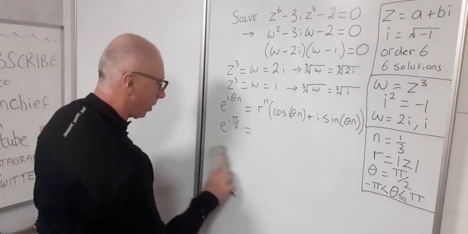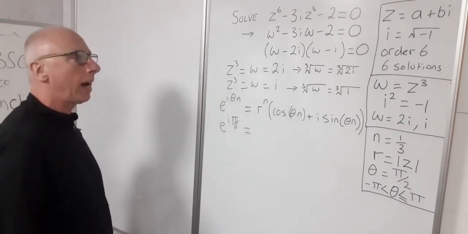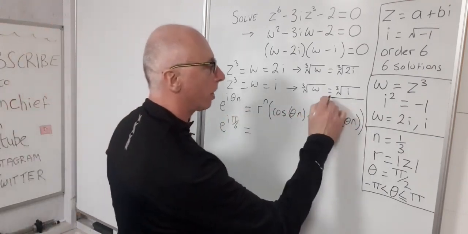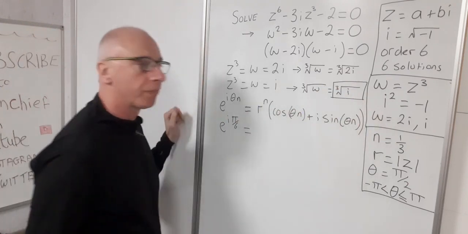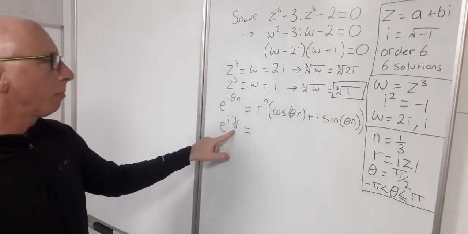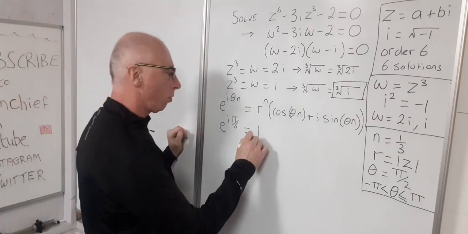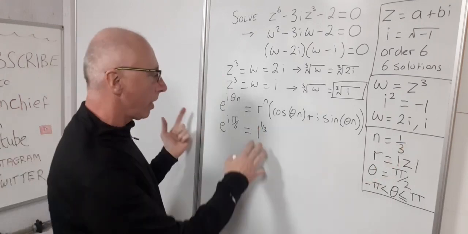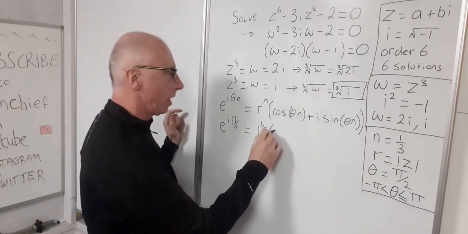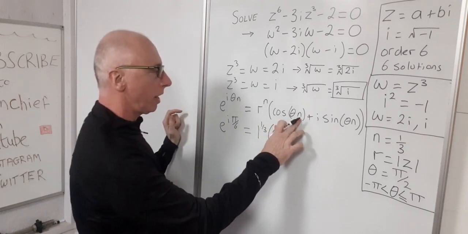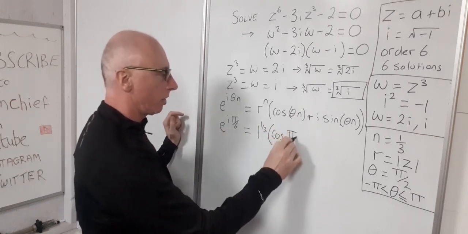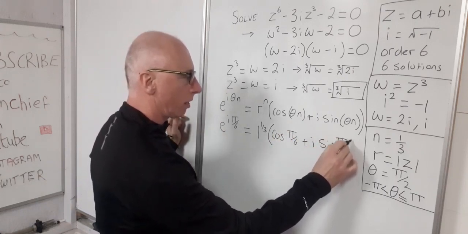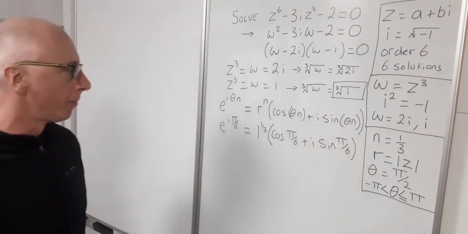Okay, let's take this off the board. Now let's work out this one here. That's going to be the easiest one to take care of first, so let's put a box around it. So e to the i pi over 6 equals 1 to the power of a third, which is just 1. And then cosine of theta times n, which is pi over 6, plus i sine pi over 6 as well. Obviously both angles are equal.